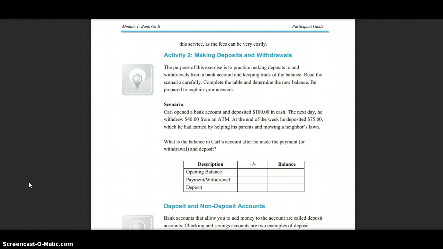We're going to work through this together if you are in the live learning class. If you are working through this on your own, please feel free to calculate this out. This is a good exercise for you to try.